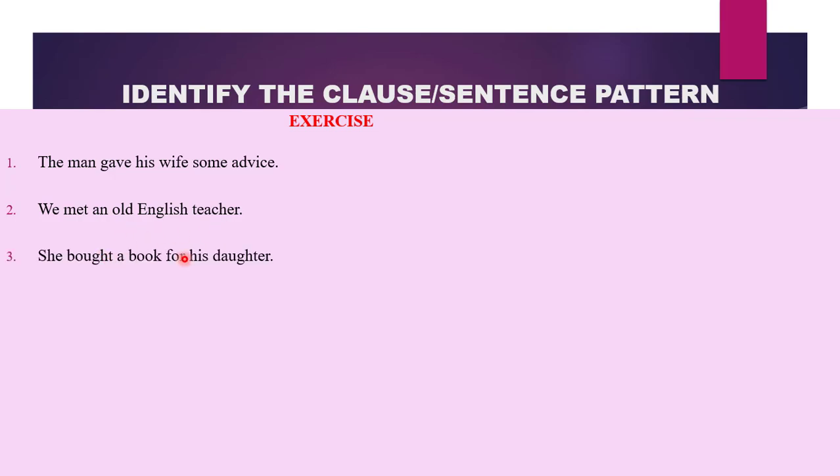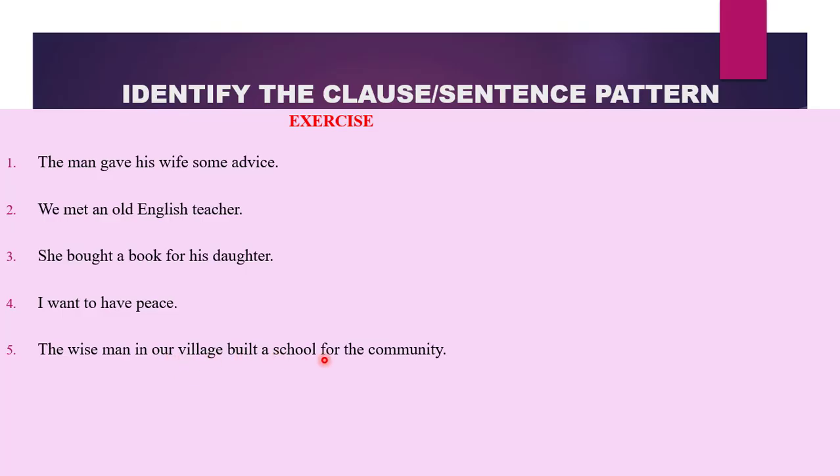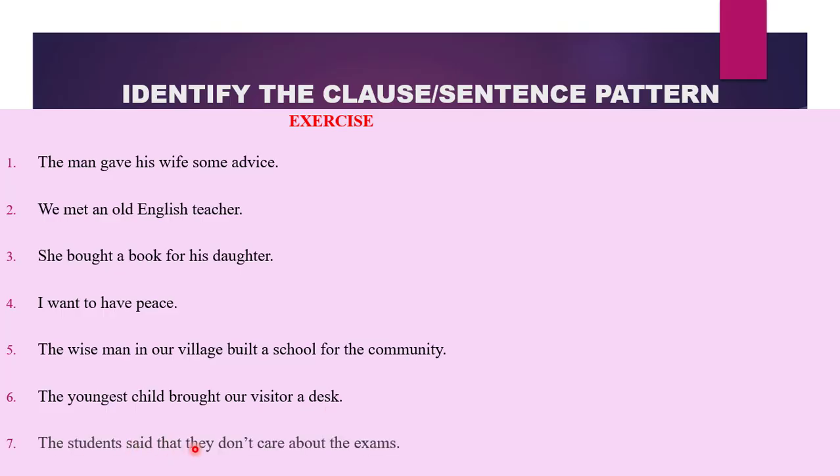Now that we know the SVO and SVOO patterns, try to identify the sentence pattern in these sentences. The first one, the man gave his wife some advice. We met an old English teacher. She bought a book for his daughter. I want to have peace. The wise man in our village built a school for the community. The youngest child brought our visitor a desk. The students said that they don't care about the exam. You can pause the video and write down the sentence patterns.